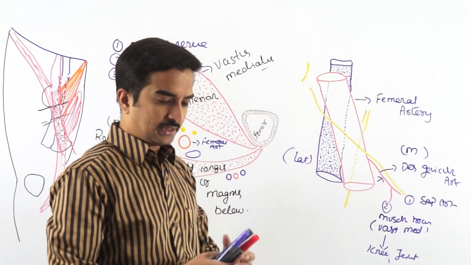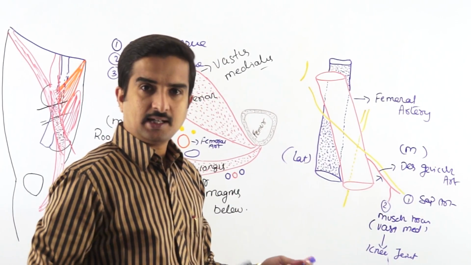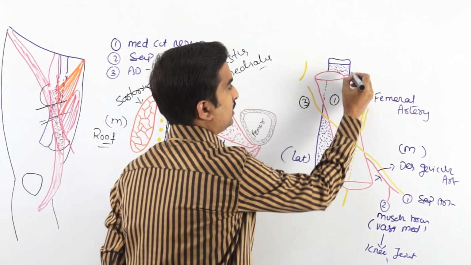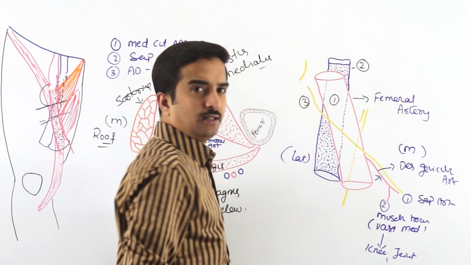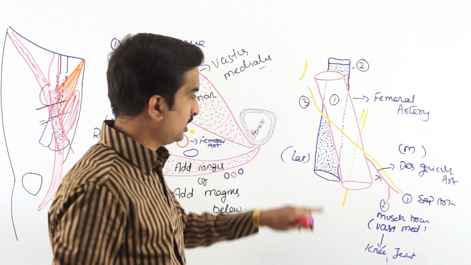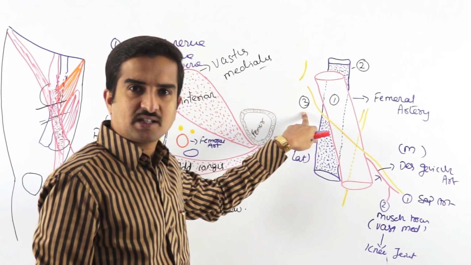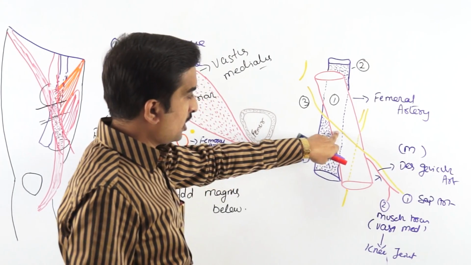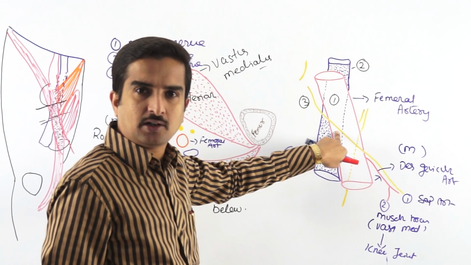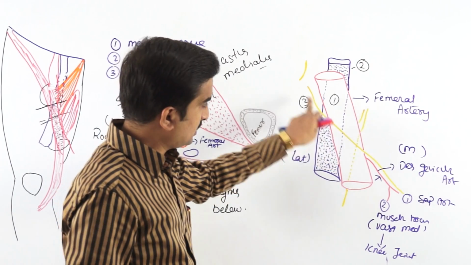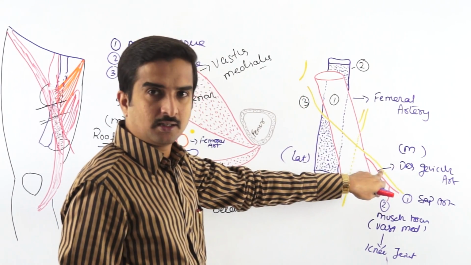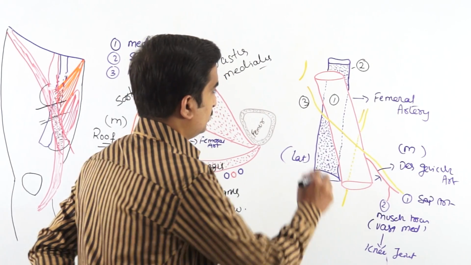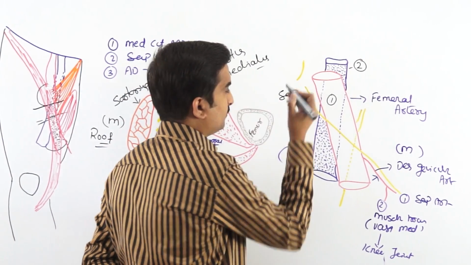And coming towards the third content, called the saphenous nerve. So this is the third one. The first one is the femoral artery. The second one is the femoral vein. These are the contents of the adductor canal. And the third one is the saphenous nerve. If you see the saphenous nerve, it crosses the anterior aspect of the artery from lateral to medial side, right? So this is the saphenous nerve.